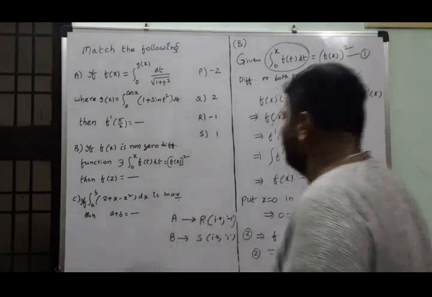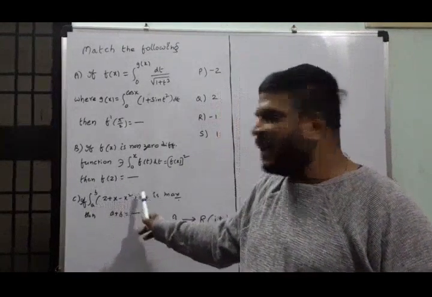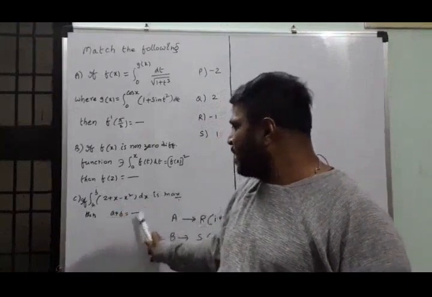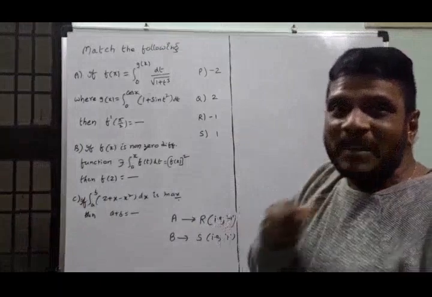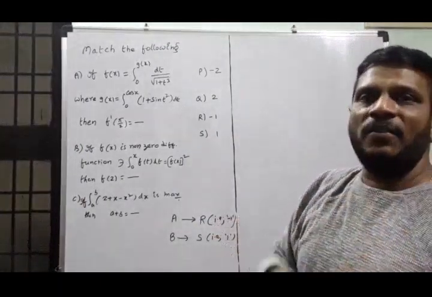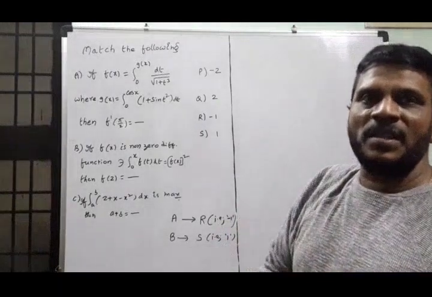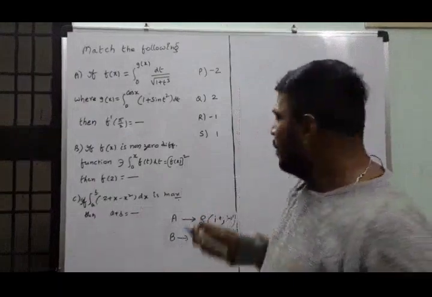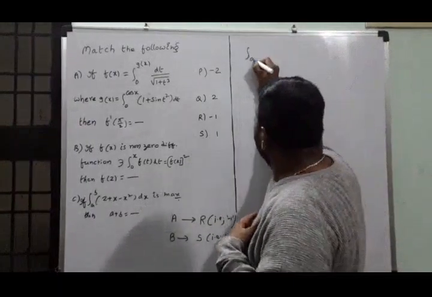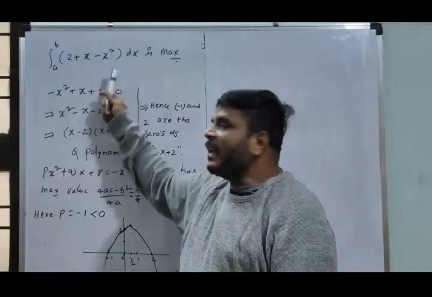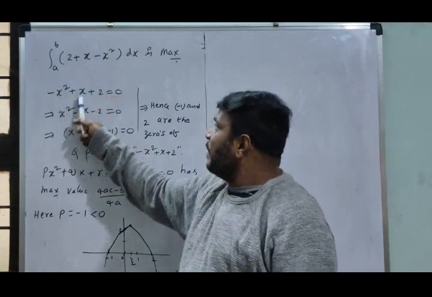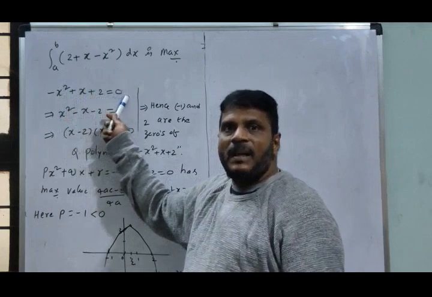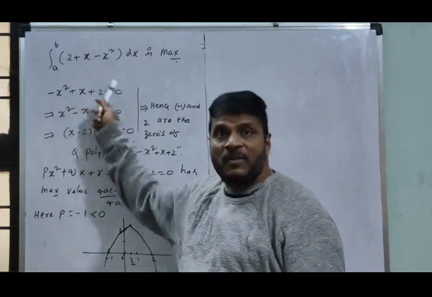Now see the third bit, which is question C. If integral a to b of (2 plus x minus x square) dx is maximum, then a plus b is equal to what? Okay, this is not the application of the Newton-Leibniz rule. We have to do this question in another way. So what is given? Integral a to b of 2 plus x minus x square, so the quadratic equation is x square minus x minus 2 equal to 0. By finding the factors, what are the factors for this quadratic equation?